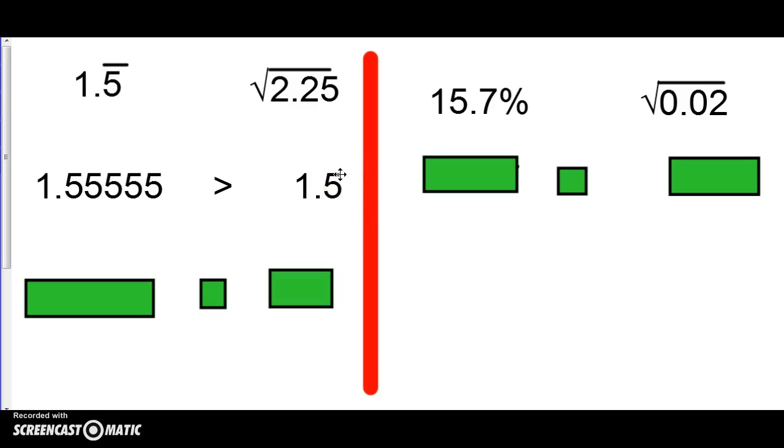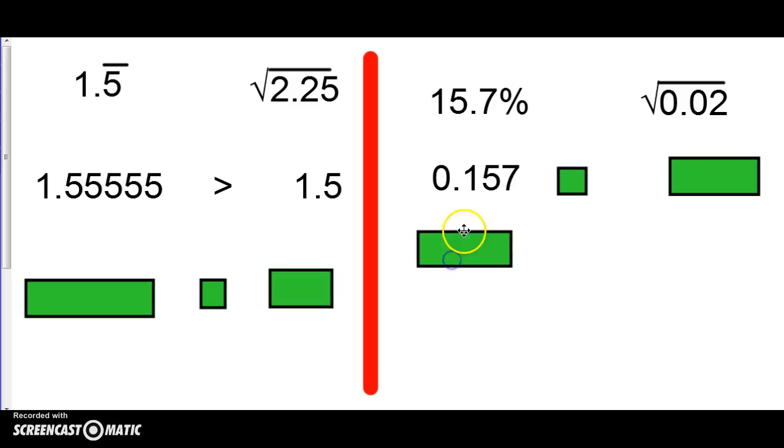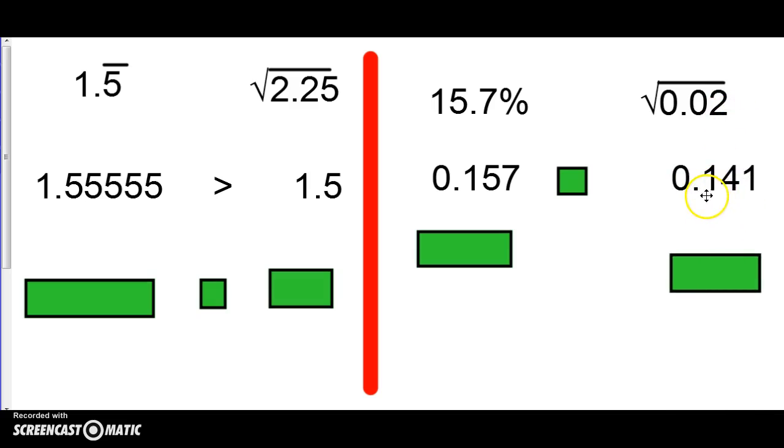Our next example, remember if you're given a percent, you need to move it 2 decimal places to the left. So you would have 157 thousandths compared to, use the calculator, find the square root of 2 hundredths, and you get 141 thousandths. So there's a 1 in both tenths places. So then compare the 5 to the 4, and the 4 is less, so you know you would use the greater than sign.